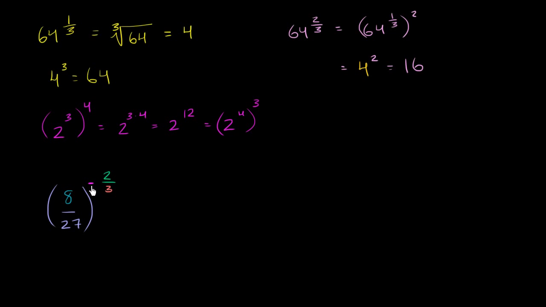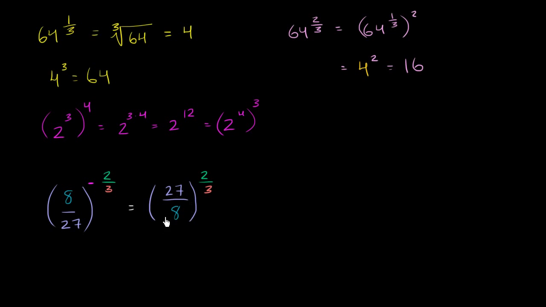Well, the first thing I do whenever I see a negative exponent is to say, how can I get rid of that negative exponent? And I just remind myself, the negative exponent really just says take the reciprocal of the base to the positive exponent. So the reciprocal of this is 27 over 8, to the positive 2/3 power. So notice, all I did was get rid of the negative exponent and take the reciprocal of the base. 8 over 27 is the base, negative 2/3 is the exponent.